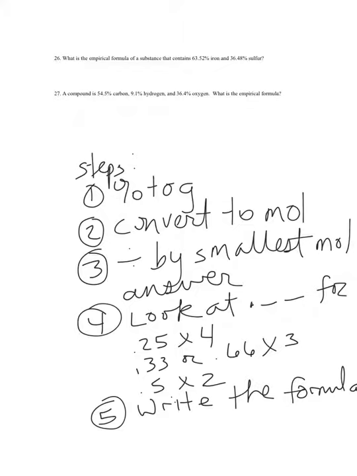Then keep that answer to 2 places after the decimal so that you could look for the possibility of a 0.25 after the decimal point, and if you have that, you've got to multiply by 4, or the possibility of 0.33 or 0.66. If you have that, you'd multiply everything by 3, or if you had 0.5, you'd multiply everything by 2 to get the quantity of each of your elements, and then you write your formula.